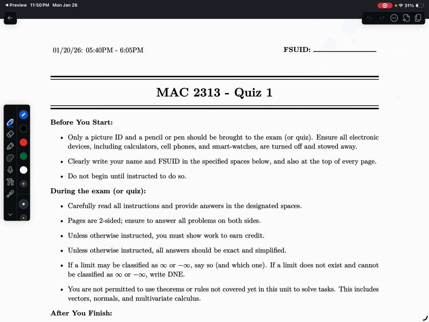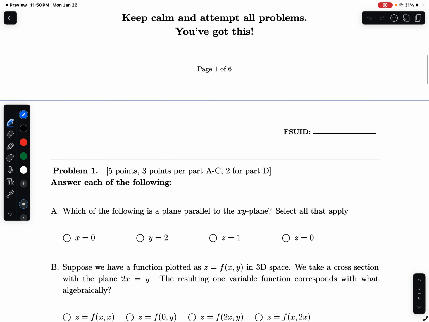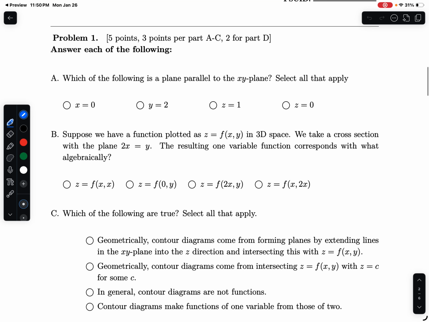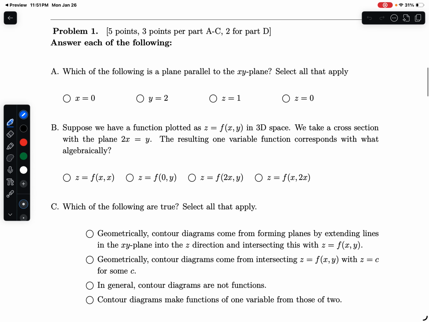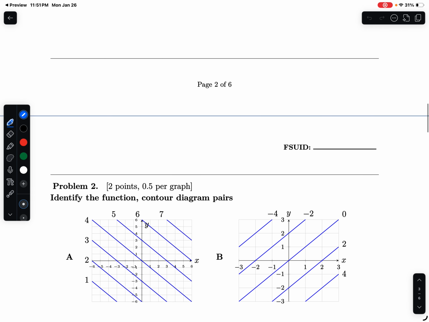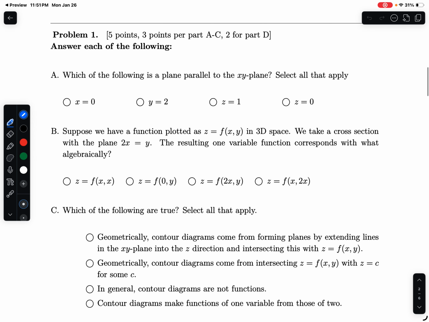c, then c is equal to x square plus y square, which is an equation, but obviously it is not a function because it does not satisfy the vertical line test that I already mentioned in class. So contour diagrams make functions of one variable from those of two.